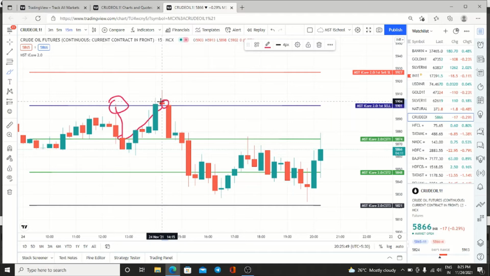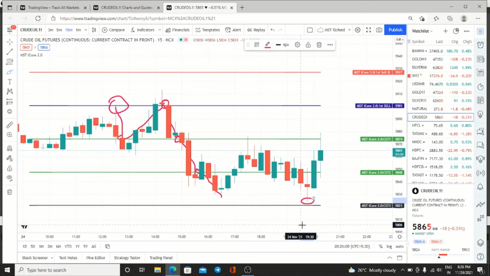Again it has given one more entry, and once again the target hit. Once again the second target hit. Then it reached the third target, and we missed the third target by 3 points. So by 3 points we missed our third target. So this is our trade, it got over.